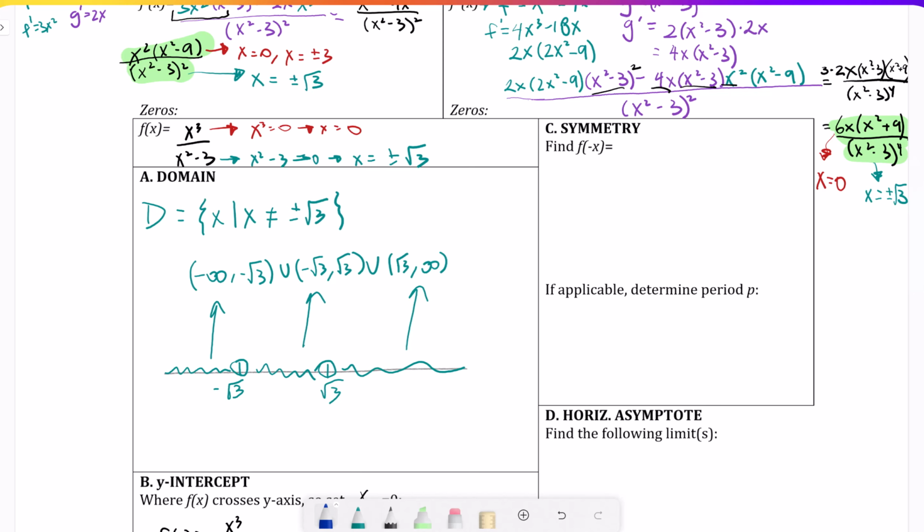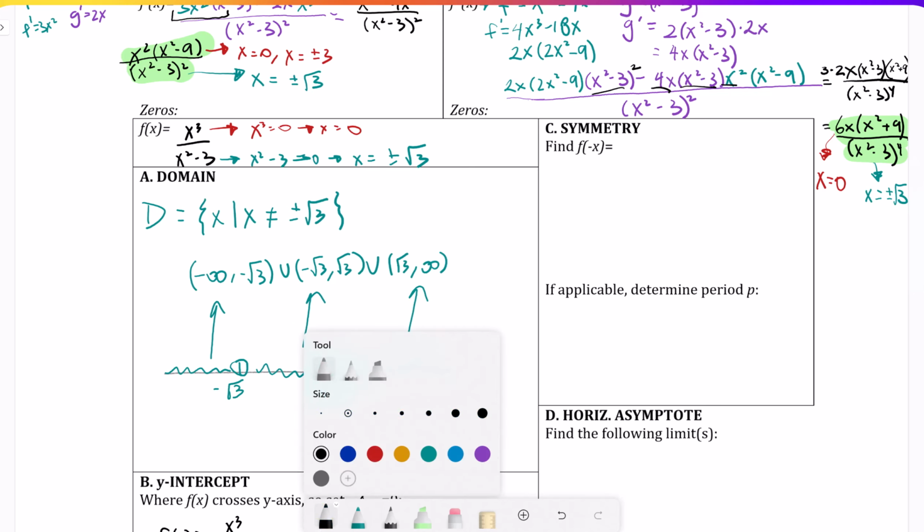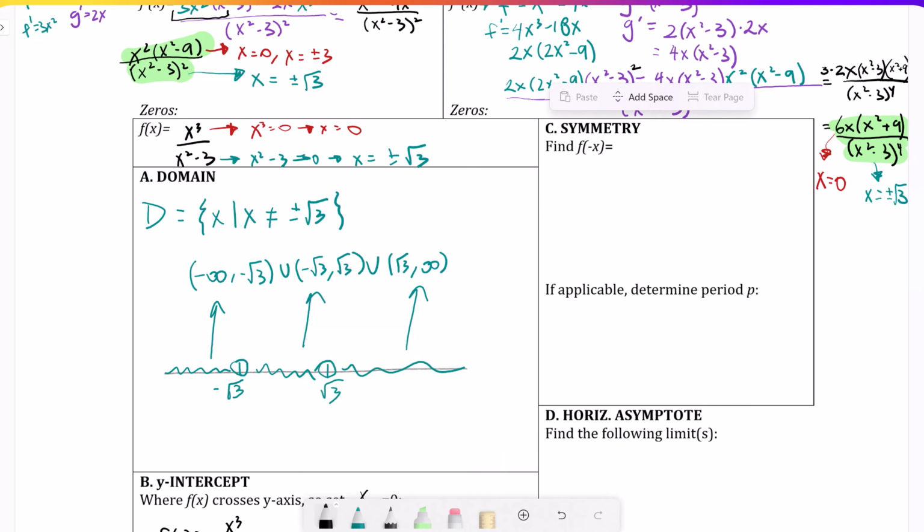Now, f of negative x for this function would be, looking at what the function is, let's just replace a negative x everywhere we see an x. How do we find f of 0? We just replaced 0 everywhere we saw an x. Okay, so what do we have here? We have negative x cubed, which would be negative x cubed. Negative x squared is just x squared, and then minus 3. This looks like it's a negative of what we started with.